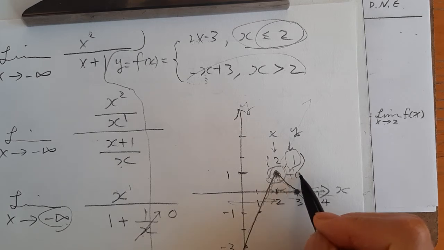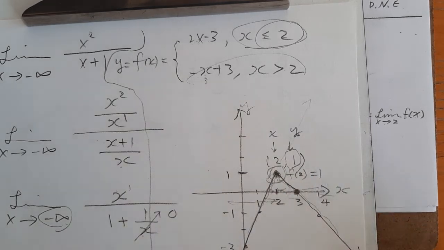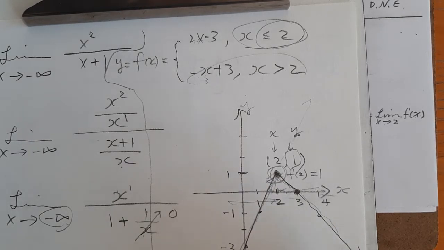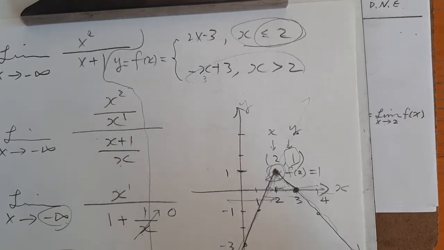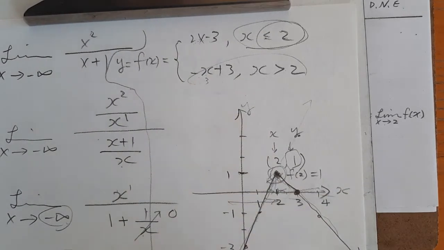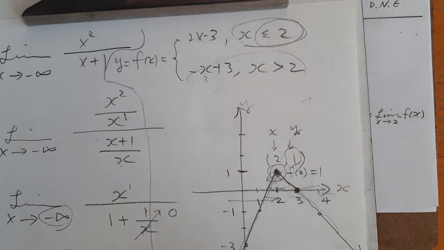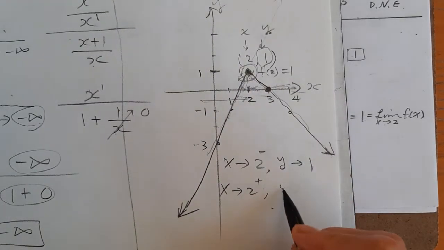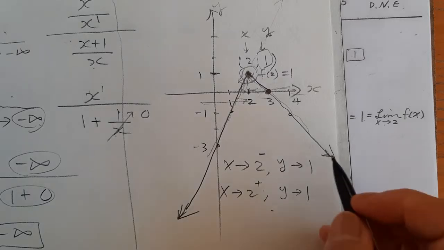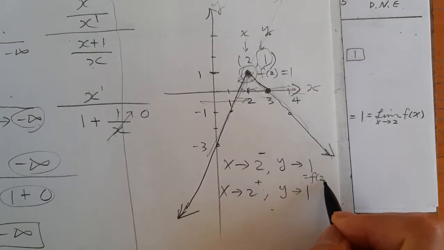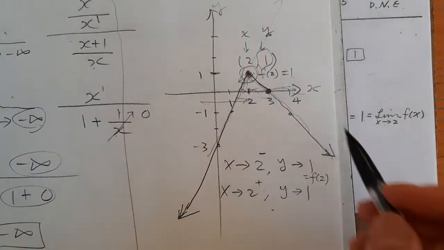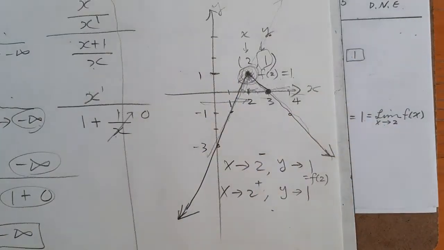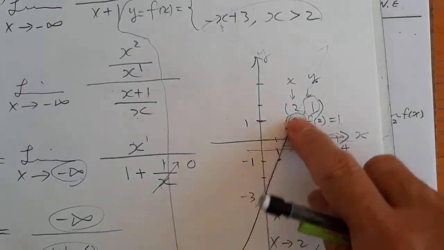f of 2: x is 2, y is 1. f of 2 equals 1. So the limit as x approaches 2 from the left-hand side, y approaches 1. And as x approaches 2 from the right-hand side, the y value approaches 1. And 1 is equal to f of 2. So this function is continuous at that point, you can see it is continuous here.